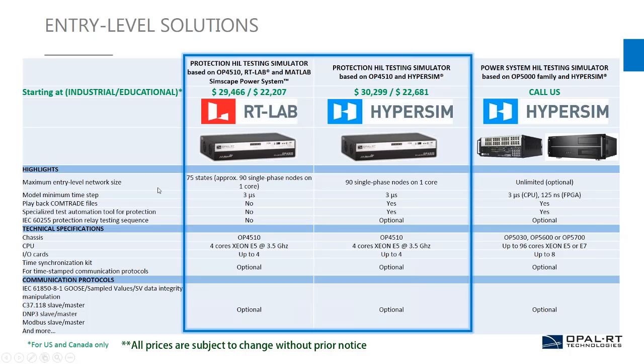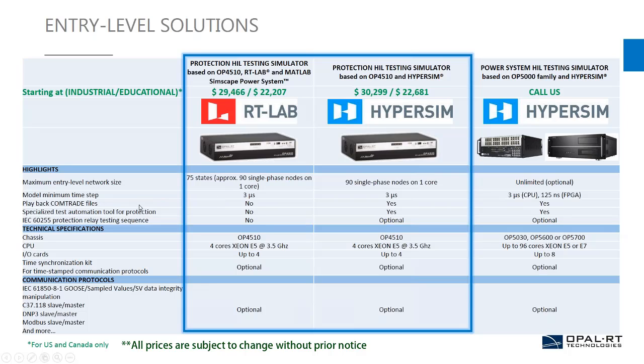The main differences with our bigger solutions lie in the entry-level network size. So to reduce the price, we limited the size of the network, which would be 90 single-phase nodes on one core, which is more than enough to simulate plenty of different applications. The model minimum time step lies close to the 3 microsecond range. If you add control in the loop with IOs, this goes up to close to 5-6 microseconds.